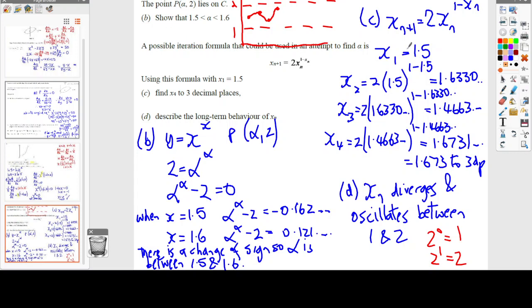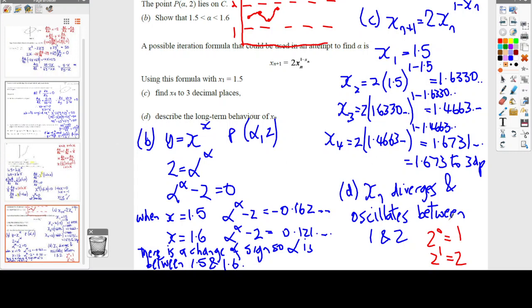Now, part C, we're just subbing in to the iteration formula. So just to remind you how to do this, we're told that the first term is 1.5. So the second term is going to be 2 lots of 1.5 to the power of 1 minus 1.5. That gives us a solution. Then our next term is 2 lots of that to the power of 1 minus that, and so on. So our fourth term to 3 decimal places is 1.673.